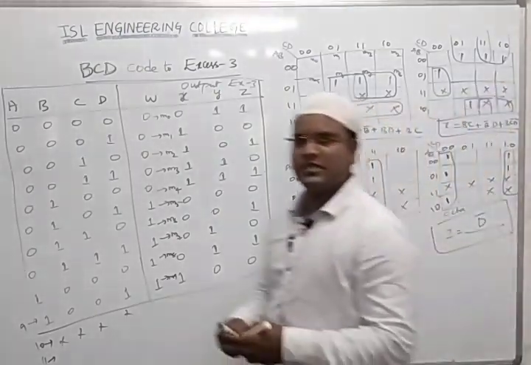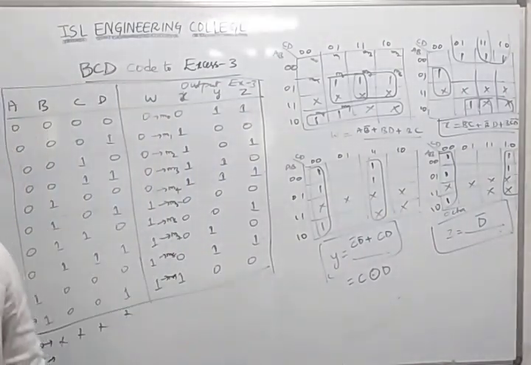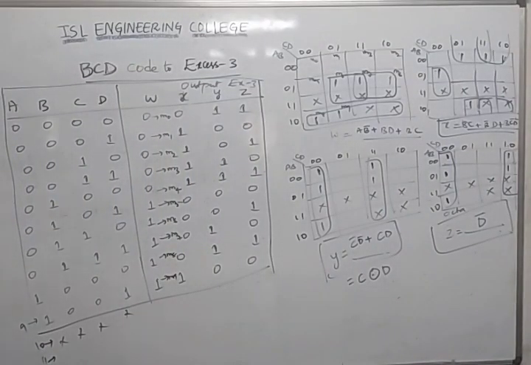Next thing, logic diagram. By using the logic gates, we have to implement this function. So this is the way we will convert the given code into a specific value.